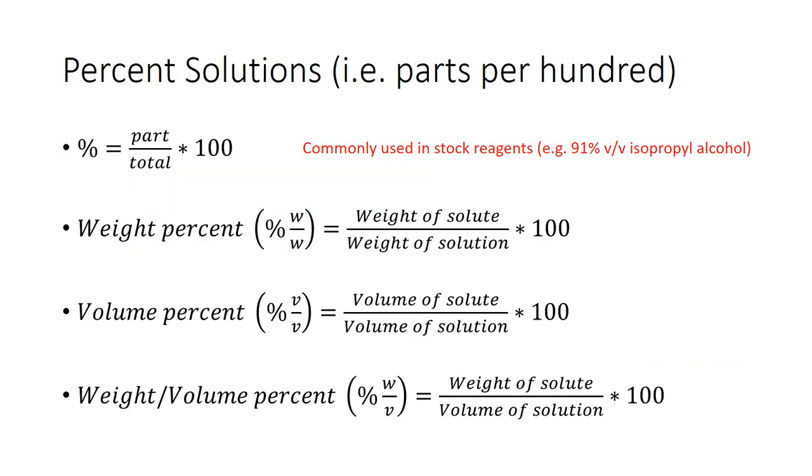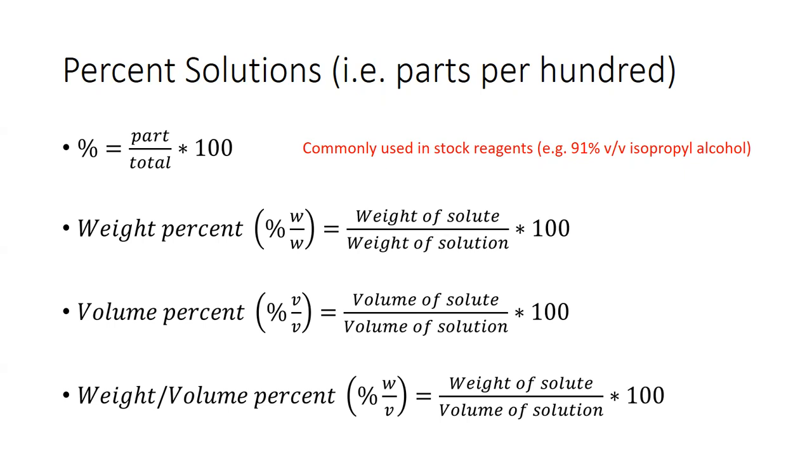So percent solutions are parts per 100. This is where you take your part, or your solute, over the total amount of the solution times 100 to get a percentage. So percent solutions are commonly used in lab reagents. For example, 91% isopropyl alcohol is a percent solution.